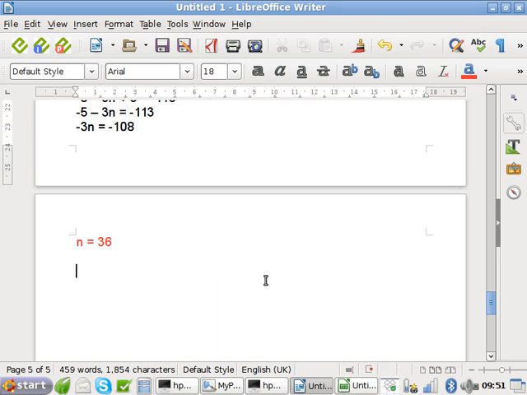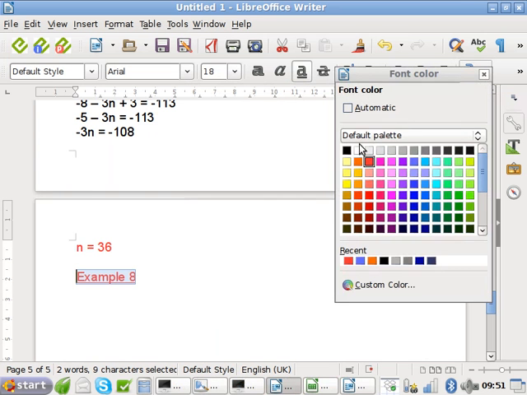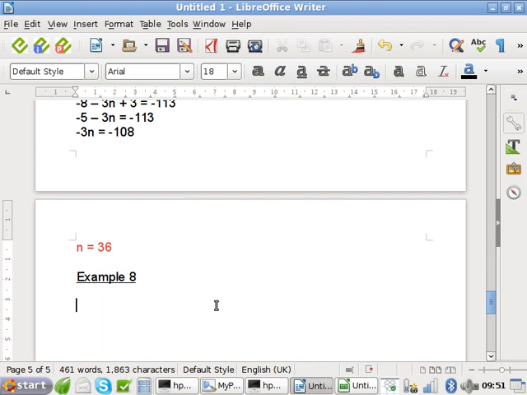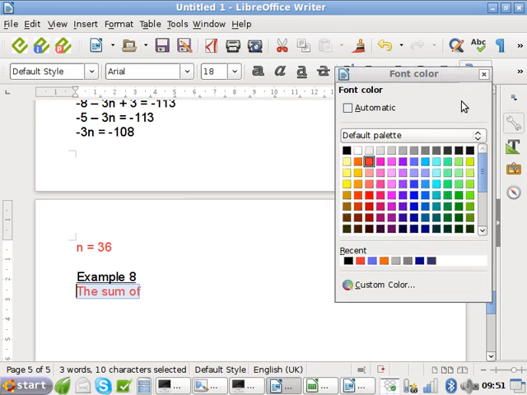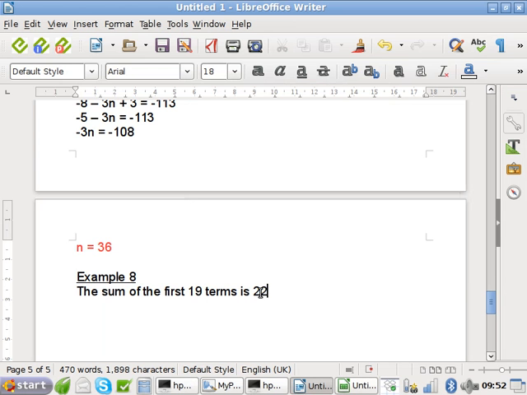Next example. Example 8. Okay, so here the sum of the first 19 terms is 228, and the sum of the first 22 terms is 297. Find a and d.